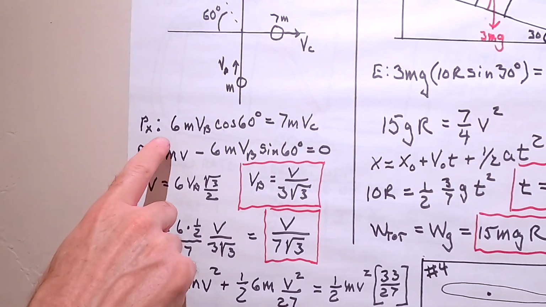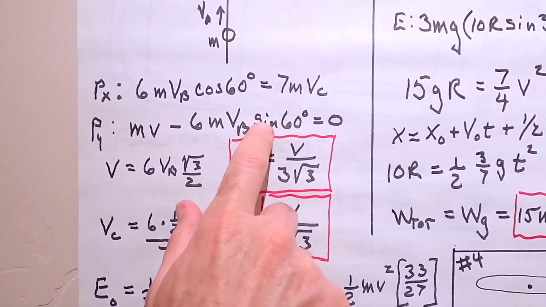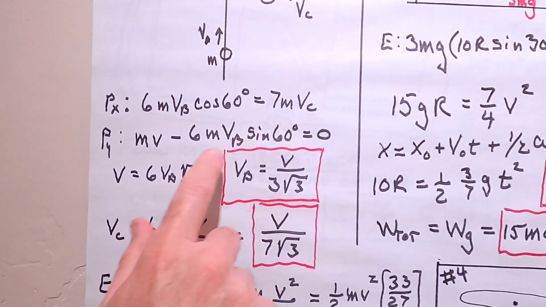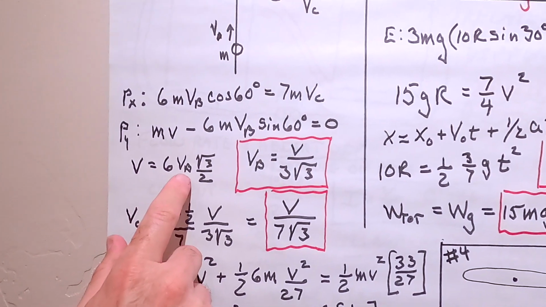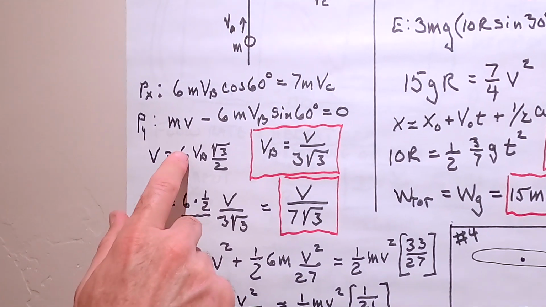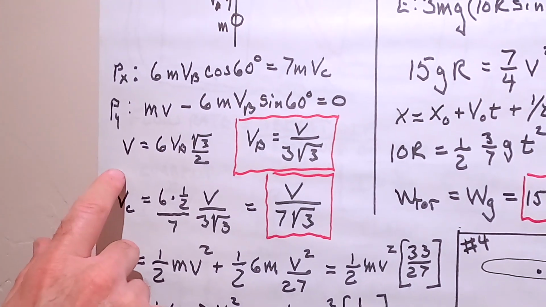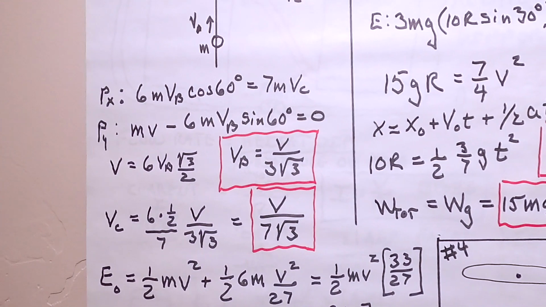First of all, from this equation, we can get VB. We do not want to keep any sine 60s in the answer. Sine of 60 is the square root of 3 over 2. The m's drop out, and so we can solve for VB. That's just 3. VB is, bring down the 3 and the square root of 3. So there is VB right there.